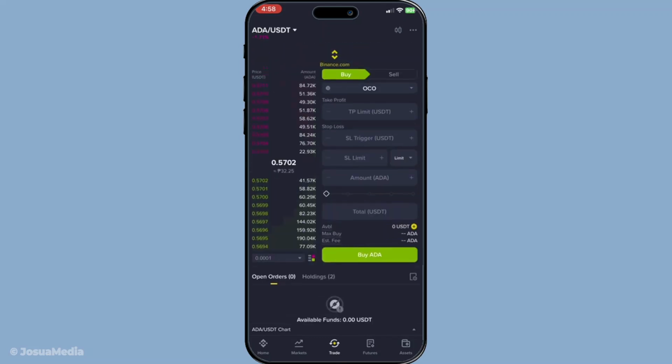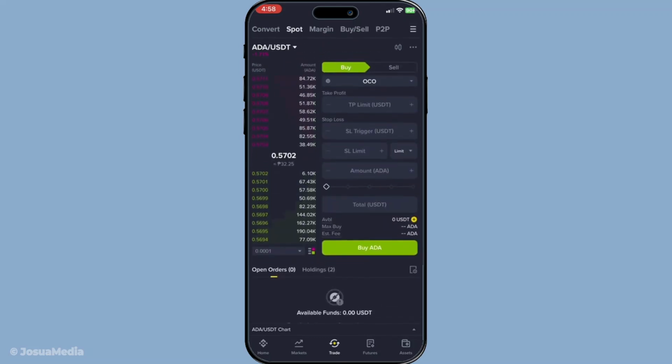To wrap things up, mastering the OCO order can significantly enhance your trading experience on Binance by simplifying decision making under pressure and minimizing potential losses. I hope this guide has provided you with a clear understanding of how to set up an OCO order.